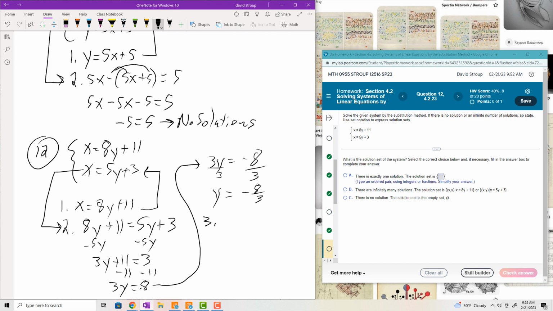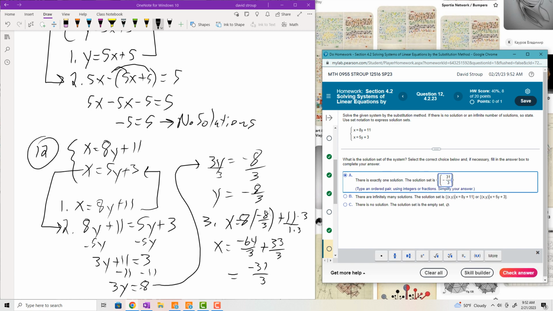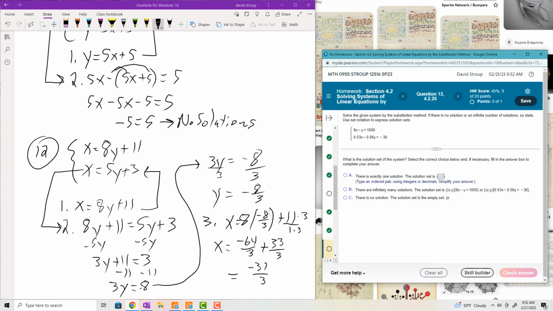And then step 3, you're back subbing into equation 1. So x will be 8 times negative 8/3 plus 11. So x will be negative 64/3. And 11, you think of as 11 over 1, and then multiply top and bottom by 3. So plus 33/3. And that will be negative 31/3. Which I would be surprised if that's right, but it happens. So negative 31/3, negative 8/3. Usually they come out nice, but there are fractional answers in here. Yeah, it's just the way it is.